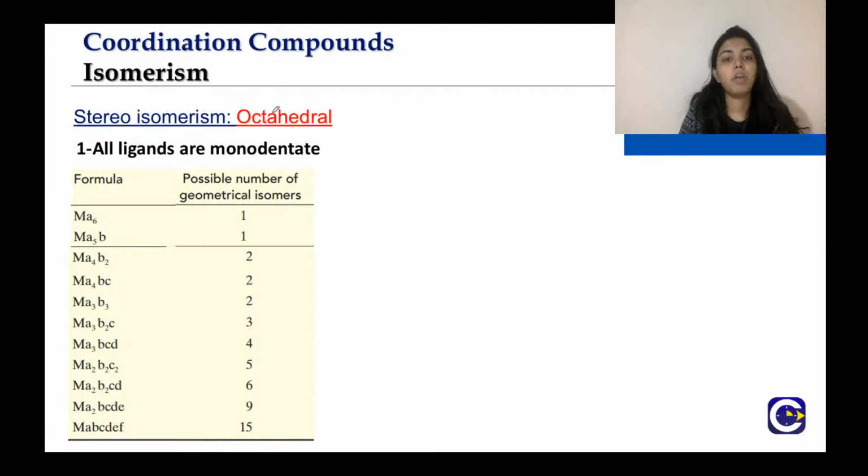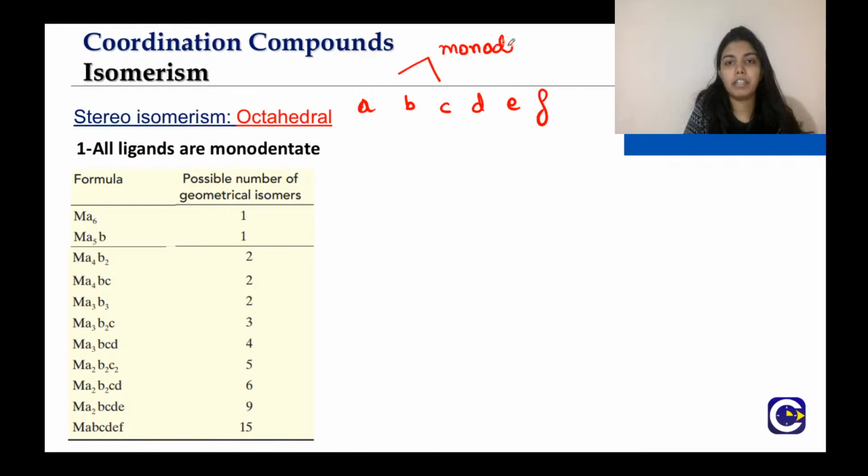Now, see, the possible complexes of octahedral are those where all the ligands are the same. Remember here, A, B, C, D, E and F are monodentate ligands or unidentate ligands. That means the donation is from one site only. So possible complexes are Ma6, Ma5B, Ma4B2, Ma4BC, Ma3B3, Ma3B2C, Ma3BCD, Ma2B2C2, Ma2B2CD, Ma2BCDE, MABCDEF.